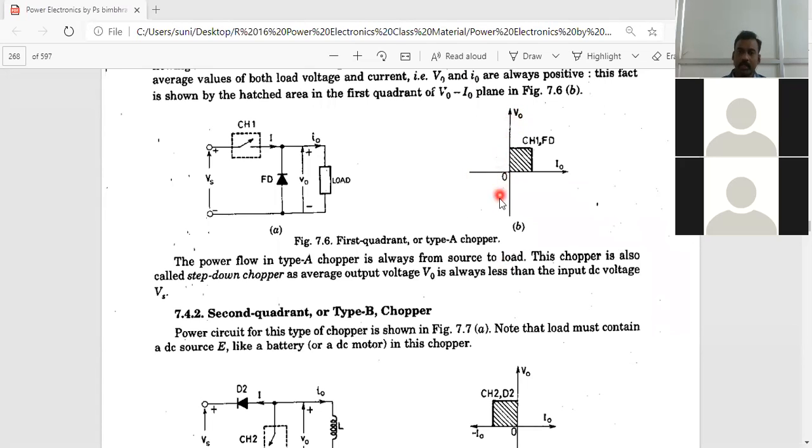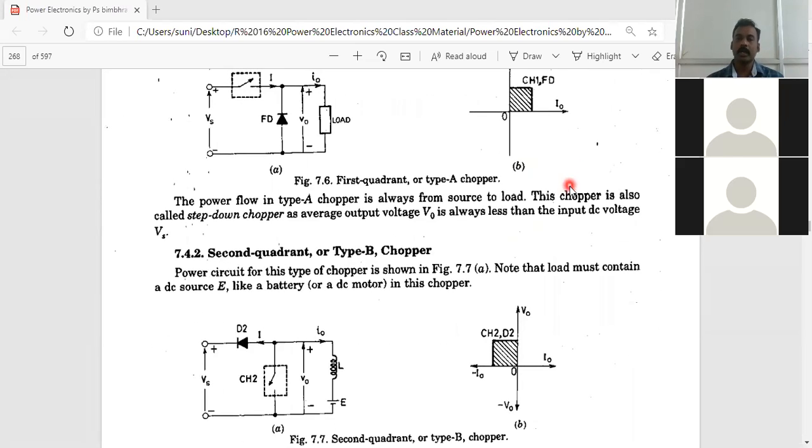Whenever you consider the quadrant operation, you consider the x-axis to be the load current and the y-axis to be the voltage prevailing across the load, isn't it? In the first quadrant, both V naught and I naught are positive. In the second quadrant, I naught is negative and V naught is positive. In the third quadrant, I naught is negative and V naught is negative. And in the fourth quadrant, V naught is negative and I naught is positive, isn't it?